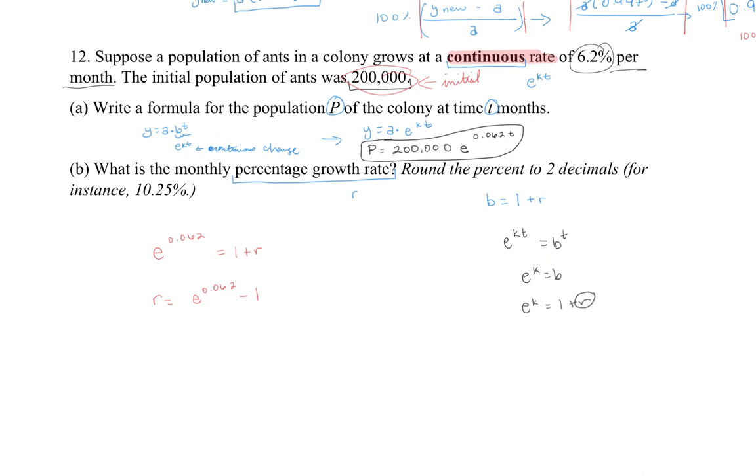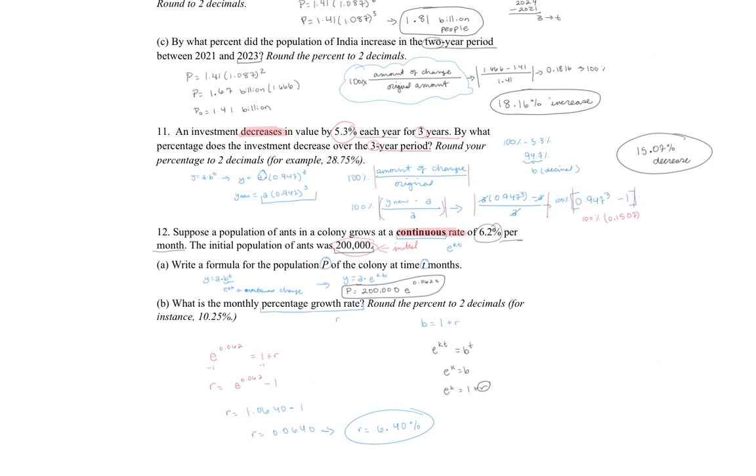Did I just move stuff around? Oh, I just moved this here and this here. So then if we were to solve that, just plug it into our calculator, e to the 0.062 minus 1. That's 1.0640 minus 1. r is just 0.0640. And we want it as a percentage, so that means r as a percentage is 6.40%.